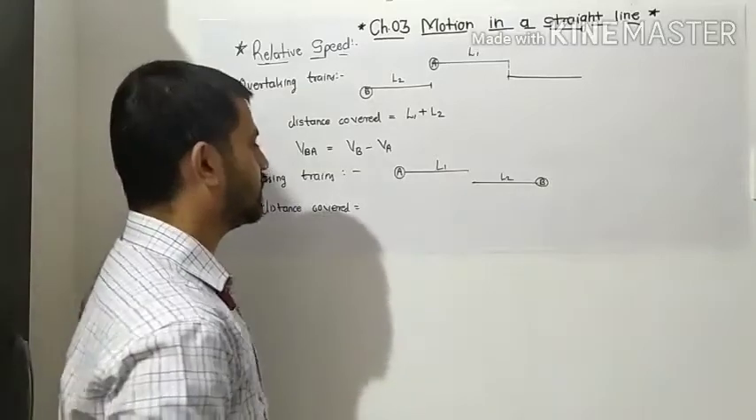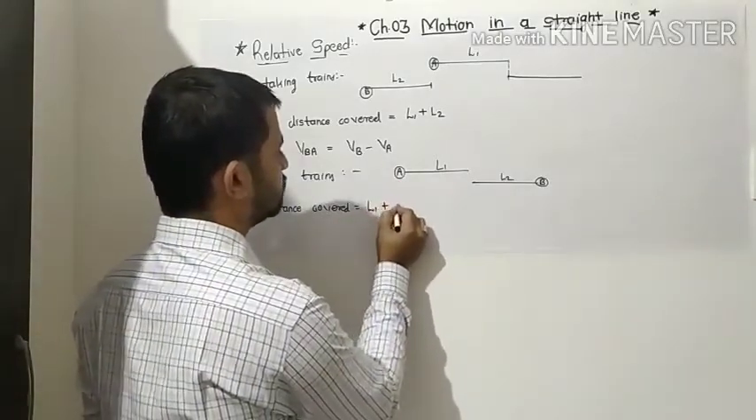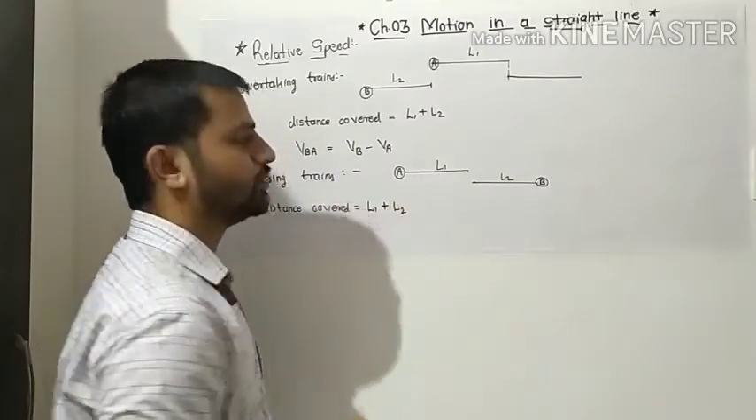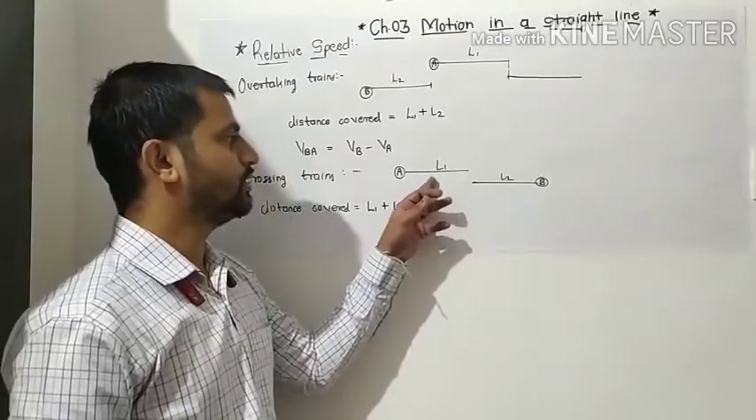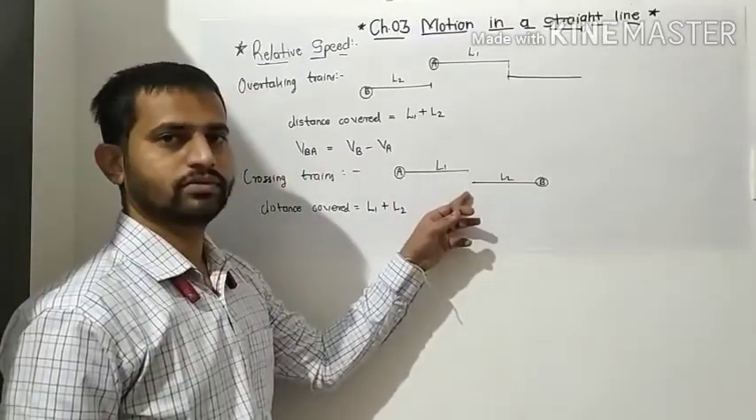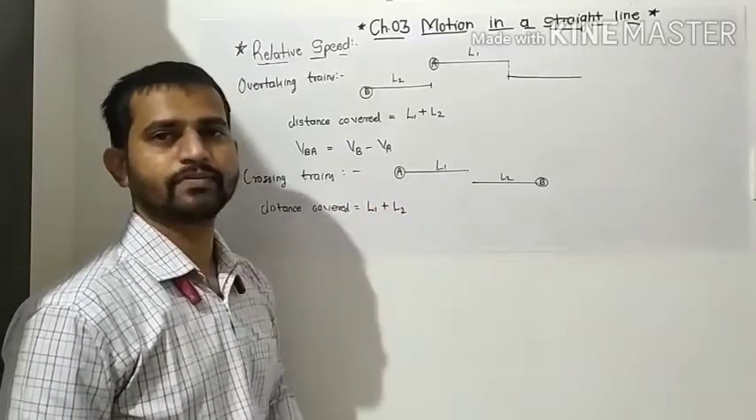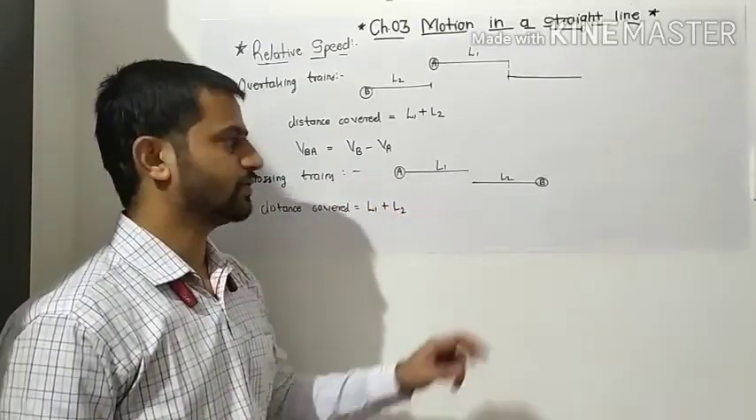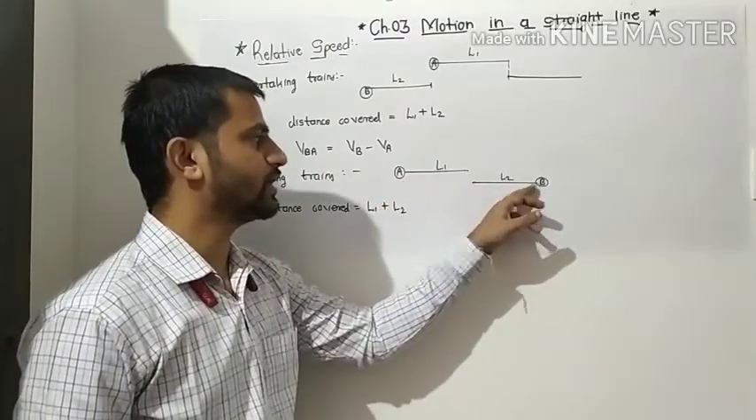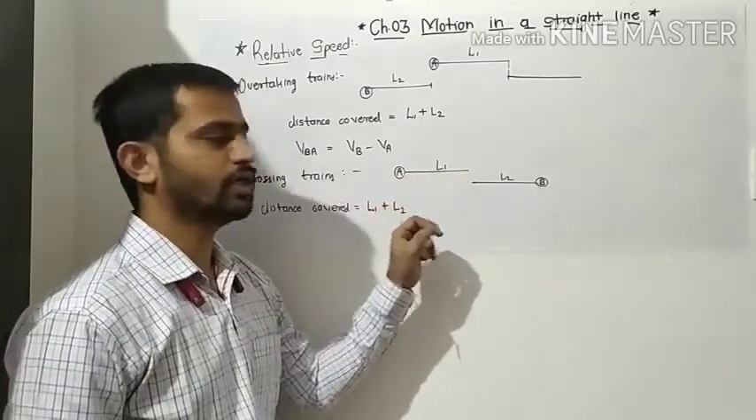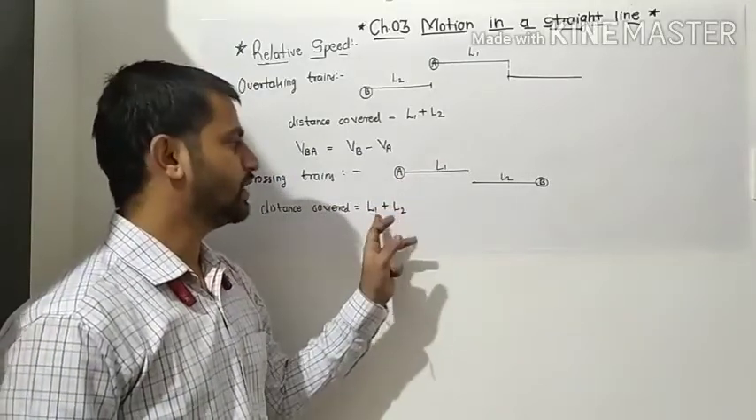So here again the distance covered is the same as the first one, it is L1 plus L2. Whatever the lengths of both the trains, the distance equal to the summation of both the trains' lengths we have to consider. This point has to cover this much distance, and again all the train has to cover this much distance. So that is why it is L1 plus L2.